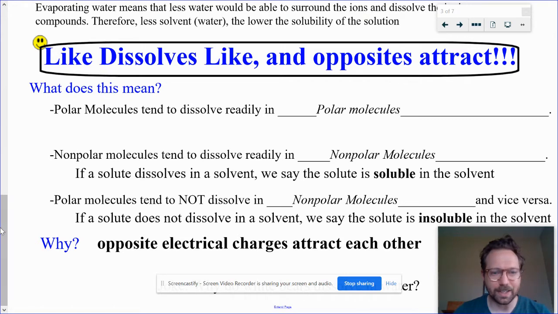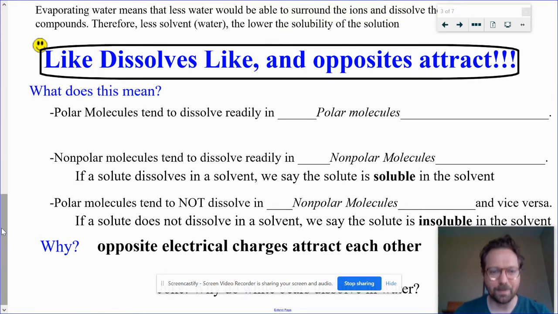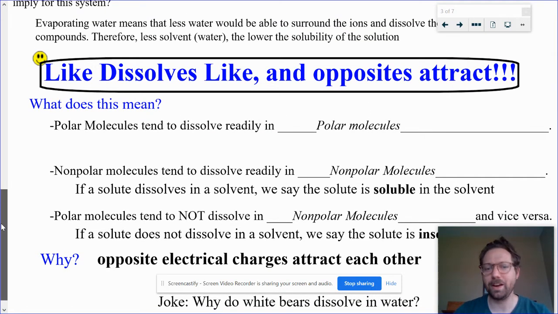And I have a question for you at the bottom there. I don't know if you can see it. My joke is, why do white bears dissolve in water? What do you think the answer is? Because they're polar bears. Yay! Anyway, I hope that was informative for you.